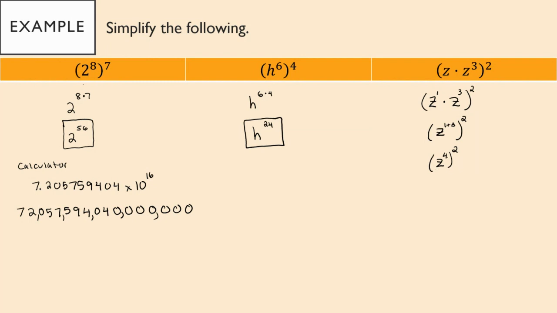Once we've simplified there, now we're going to apply the rule where you multiply the exponents. So it's going to be z, and then it's going to be 4 times 2, which gets us our final answer of z to the 8. So before I move to the next slide, are there any questions?